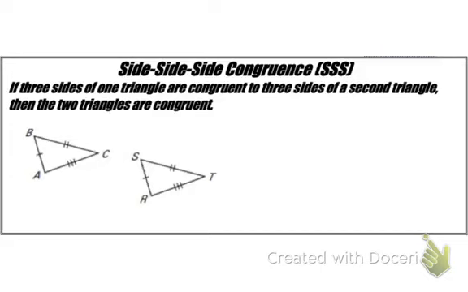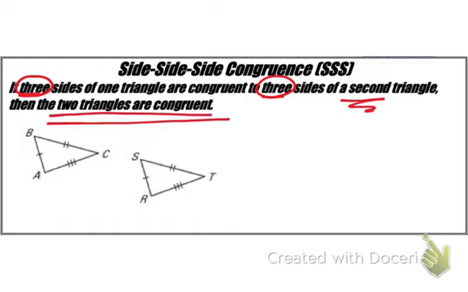So the first theorem is called side-side-side triangle congruence. And what this says is that if three sides of one triangle are congruent to three sides of a second triangle, then the two triangles are congruent, meaning all the measurements of the angles inside of each triangle should match the angles of the second triangle.